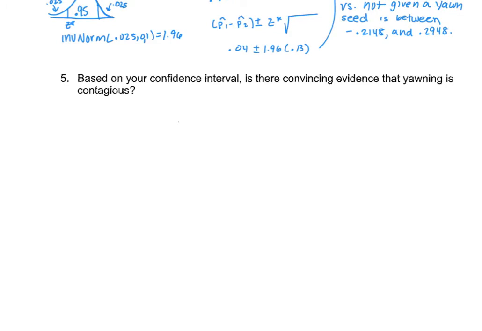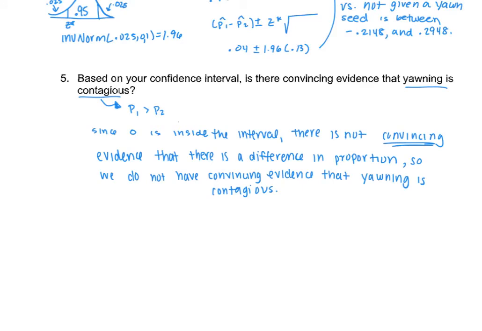So based on our confidence interval, is there convincing evidence that yawning is contagious? So remember, yawning is contagious. That would mean that if you had the yawn seed, you're more likely to yawn. So that would imply P1 greater than P2. Since 0 is inside our interval, that implies that there is no difference, because if P1 equals P2, then P1 minus P2 will equal 0. Since 0 is inside our interval, there is not convincing evidence that there is a difference in proportion. So we do not have convincing evidence that yawning is contagious.